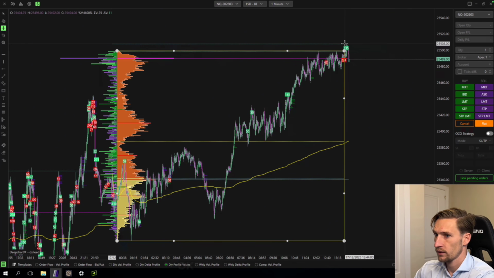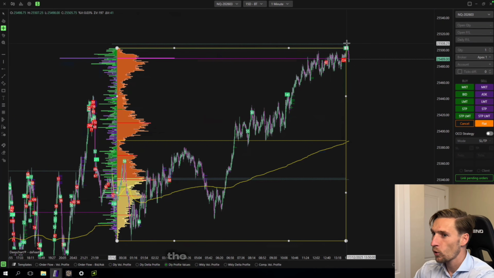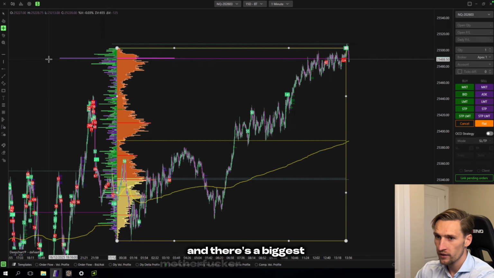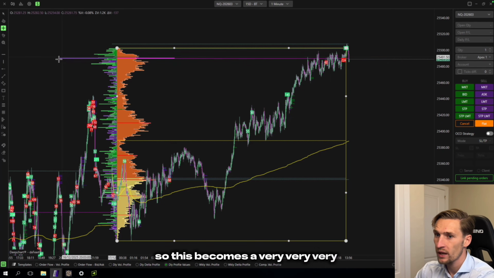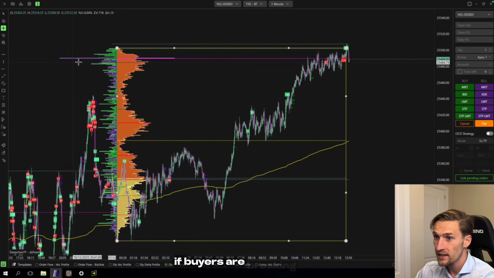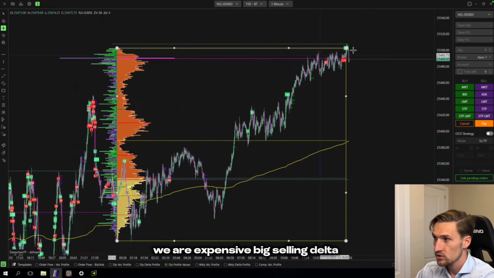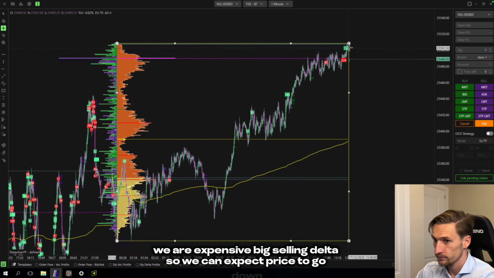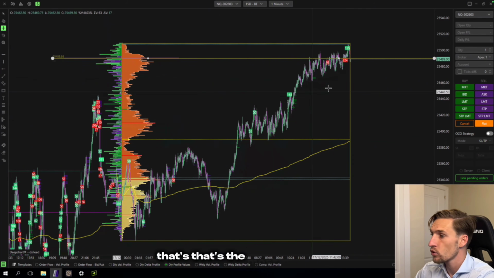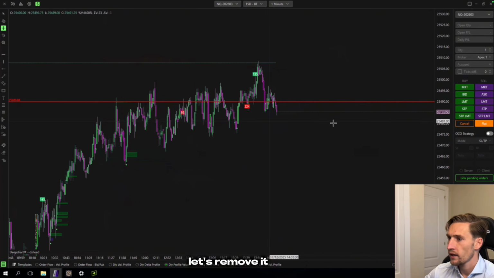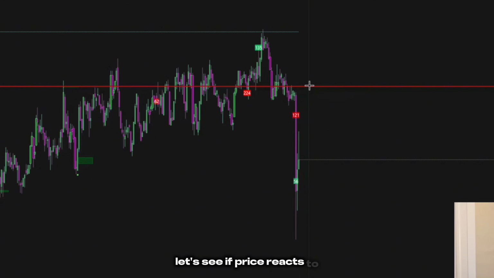Okay. Because of this trade, the complete value area has shifted and there's a huge seller from this point. So this becomes a very big wall for buyers. If buyers are breaking this, we can expect a squeeze. But we are far away from the VWAP. We are expensive, big selling delta. So we can expect price to go down. Let's mark it. For now, that's the most important data from this volume profile.